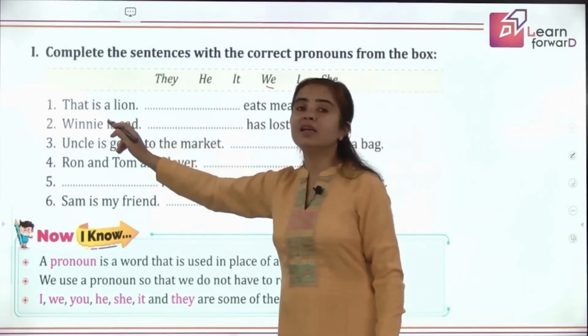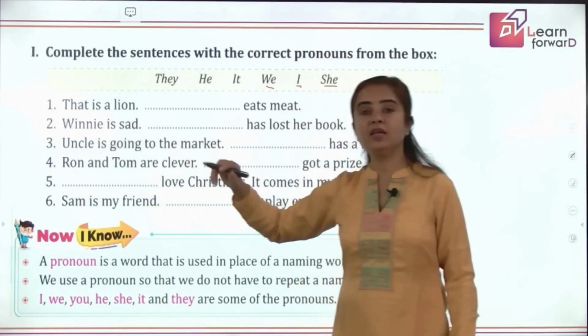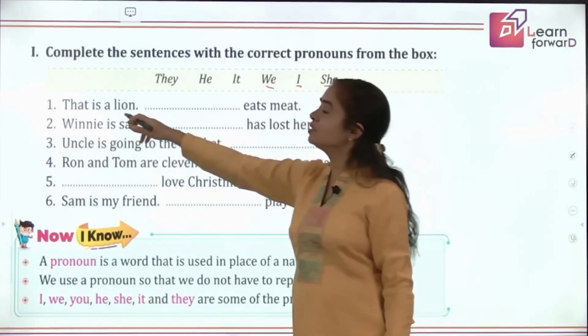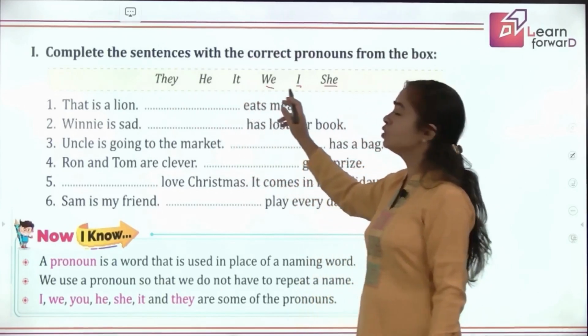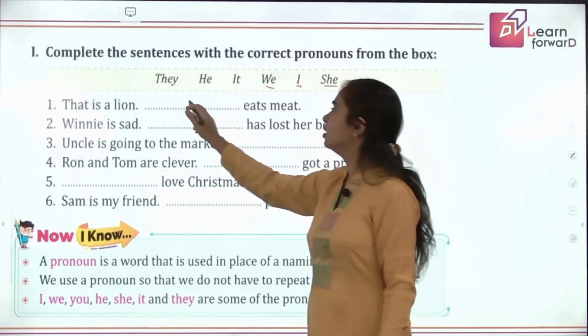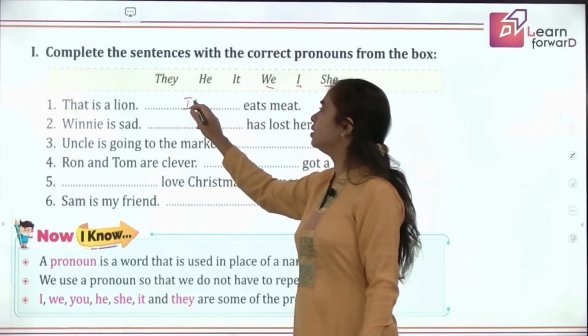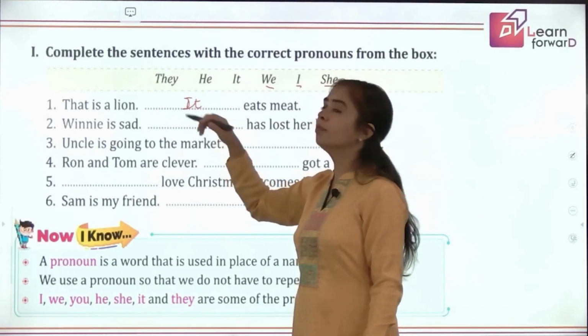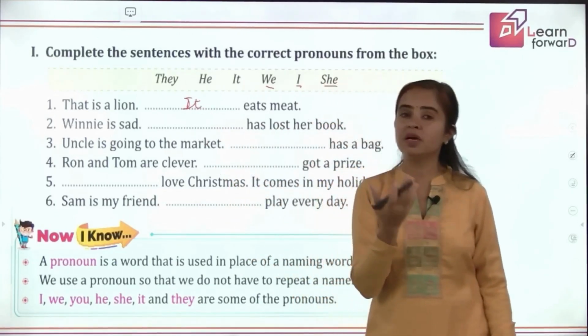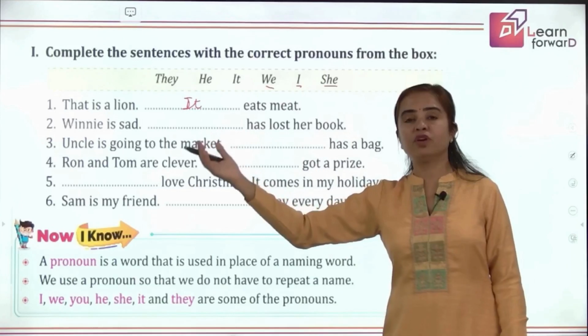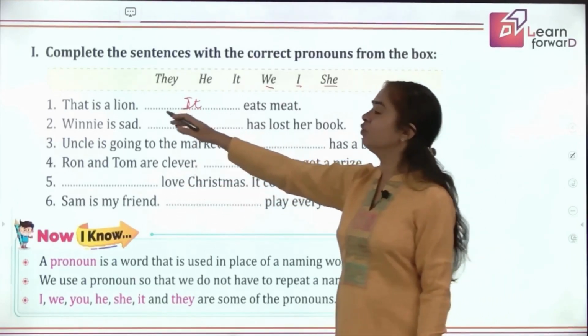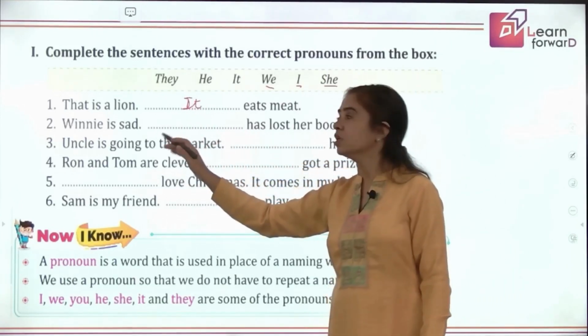That is a lion. And for animal, we will use, lion is singular. So what will you use from here? It. It eats meat. We are talking about somebody other than us, the speaker and the listener, that is, we are referring to the third person. And for lion, for animals, we use it.